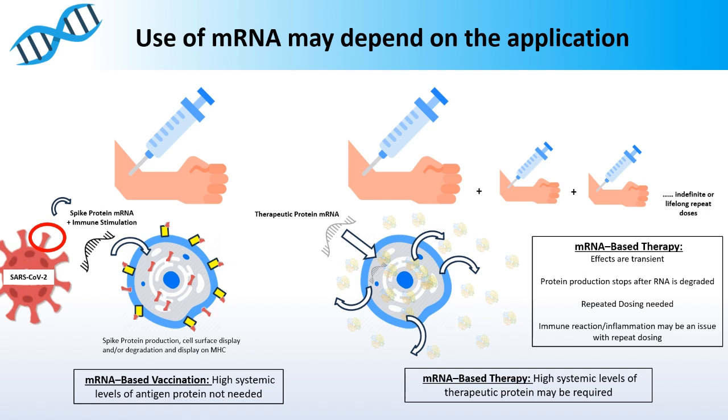And also, because of this immune stimulation, using mRNA as an alternative to recombinant protein may be problematic in some circumstances. For example, if you need several injections per week, as is the case with the usual administration of recombinant factor 8 and factor 9 for hemophilia A and B patients. So it's very important to keep this in mind.